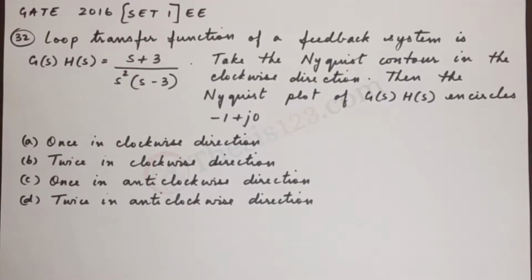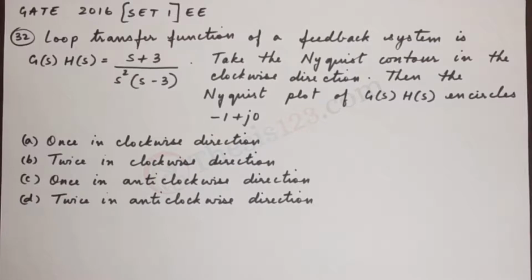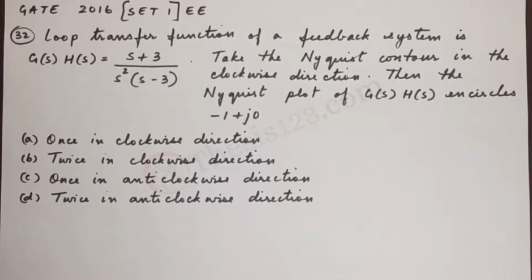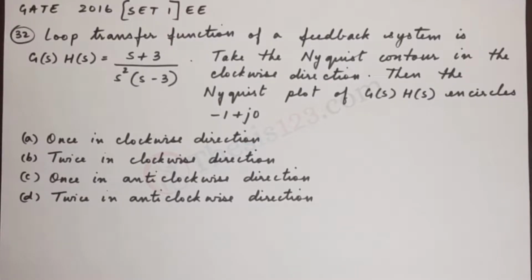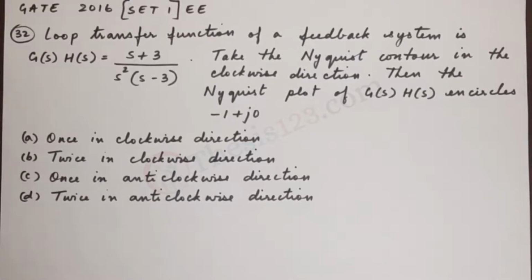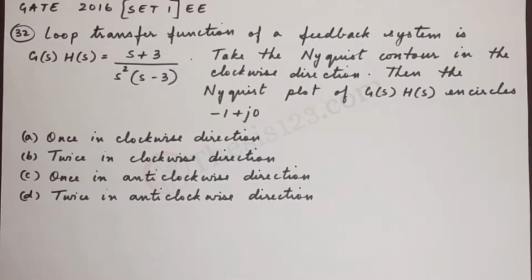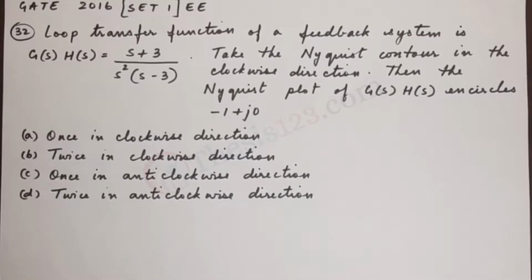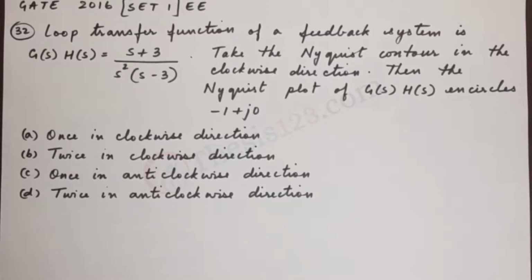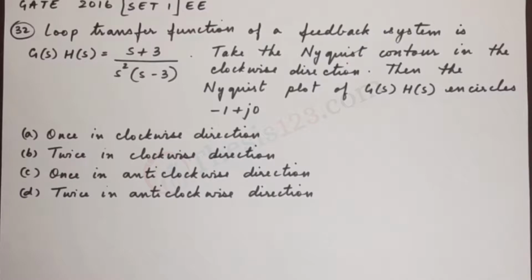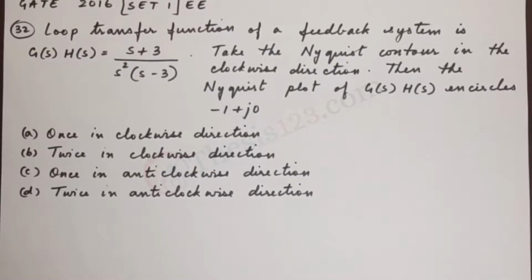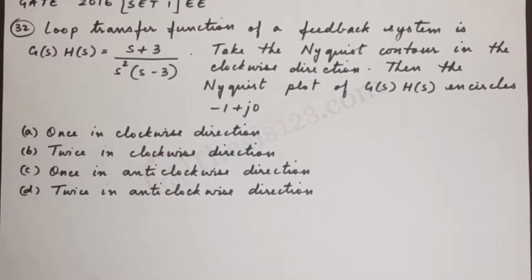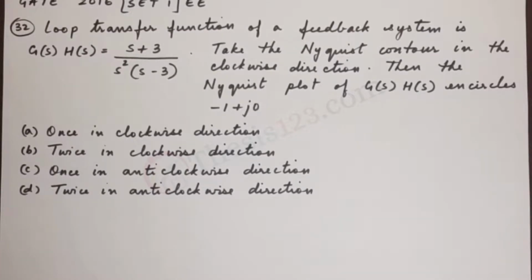Let's discuss the next question, number 32. The loop transfer function of a feedback system is G(s)H(s) = (s + 3) / (s² (s − 3)). So this is our transfer function given to us. Take the Nyquist contour in the clockwise direction. Then the Nyquist plot of G(s)H(s) encircles −1 + j0: once clockwise, twice clockwise, once anticlockwise, or twice anticlockwise.